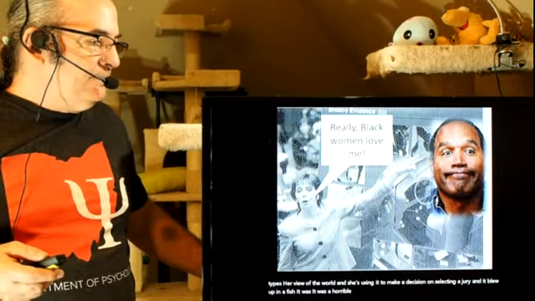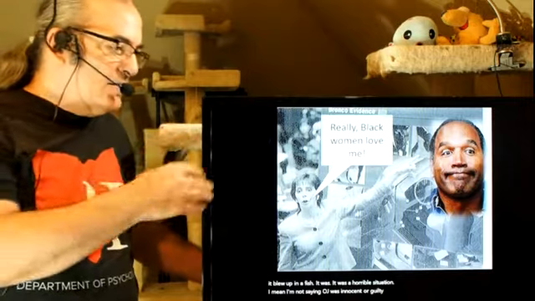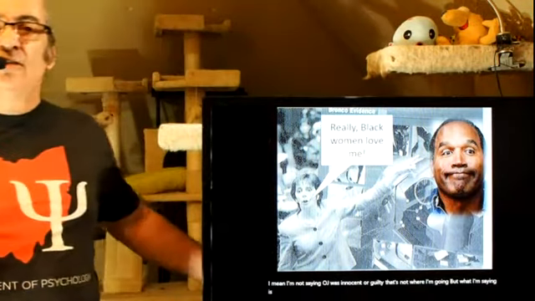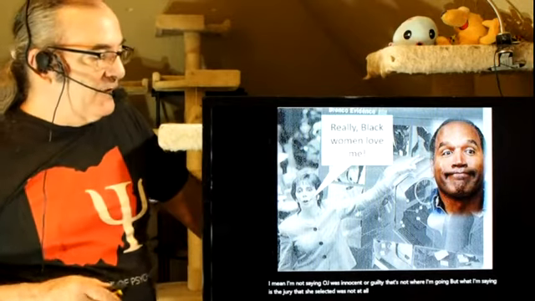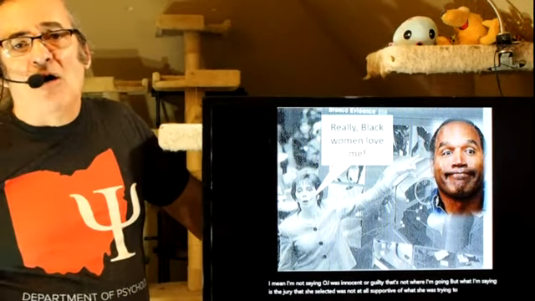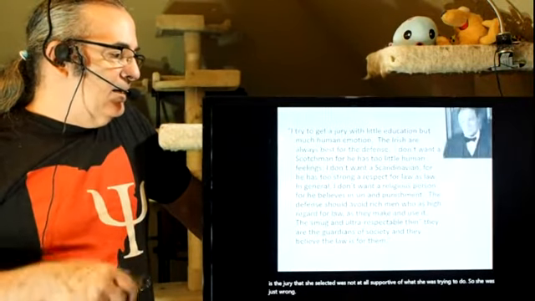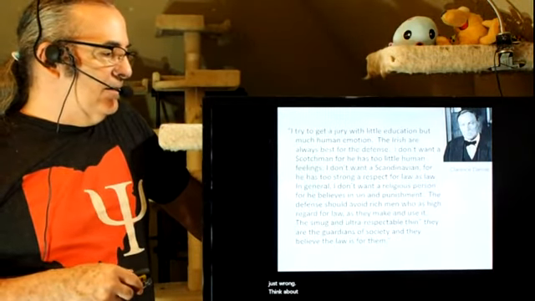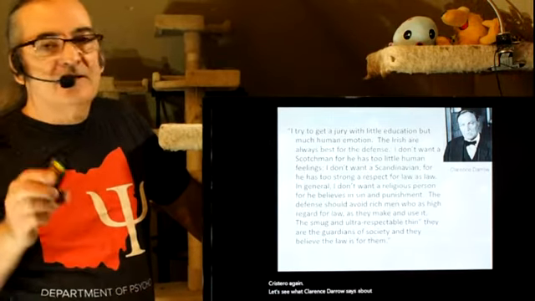It was a horrible situation. I'm not saying OJ was innocent or guilty. That's not where I'm going. But what I'm saying is the jury that she selected was not at all supportive of what she was trying to do. So she was just wrong. Okay? Think about it. Oh, Clarence Darrow again. Let's see what Clarence Darrow says about jury selection, not just about women.